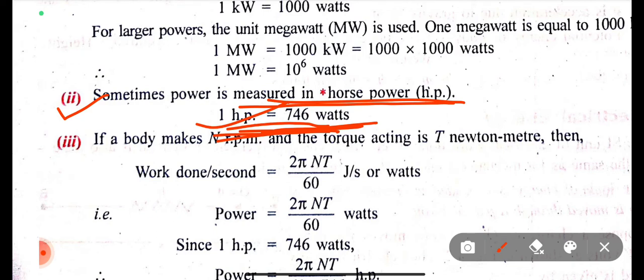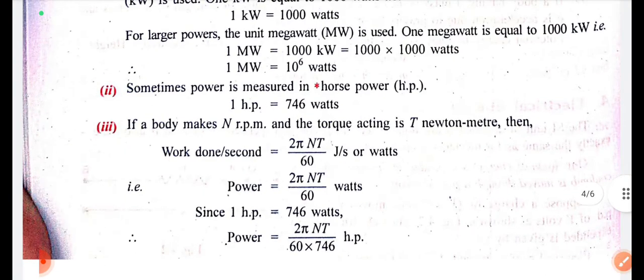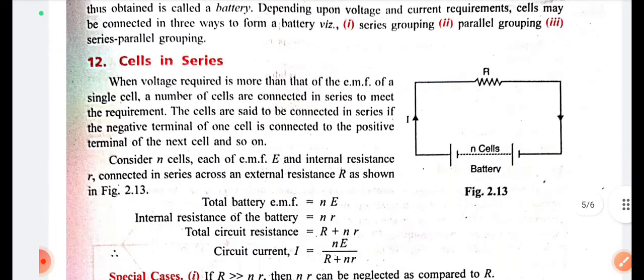Anywhere you hear 1 horsepower, 2 horsepower, the rating of your motor, what does horsepower mean? 746 watts is considered as 1 horsepower, right? So this is horsepower.